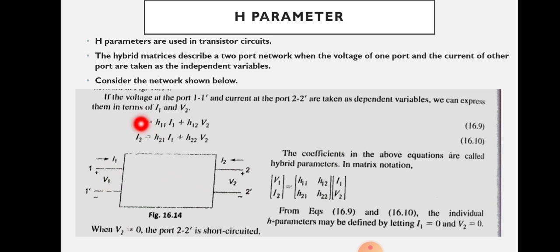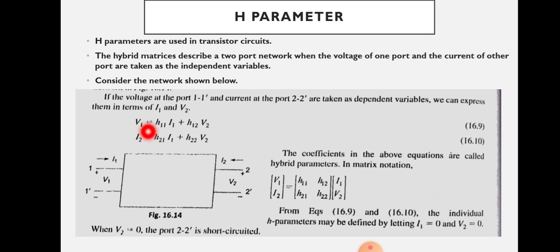See here you can see the equation. V1 and I2 are represented in terms of V2 and I1. That means V1 and I2 are dependent variables and I1 and V2 are independent variables. So in this case the ports are port 1-1 dash and the other port is port 2-2 dash. So we will represent V1 in terms of hybrid parameters. So we are using H11, H12, H21 and H22.